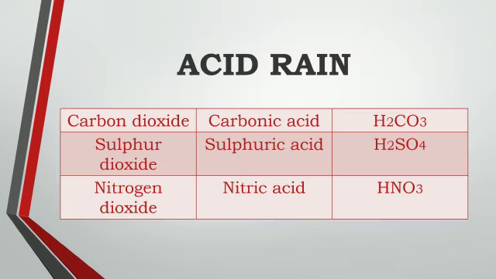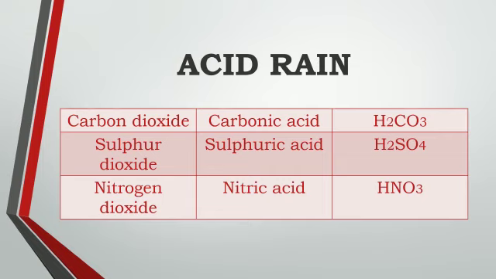Children, as we had already studied, the presence of excessive acids in the rain is called acid rain. The rain becomes acidic due to the presence of different pollutants such as carbon dioxide, sulfur dioxide, nitrogen dioxide. These dissolve in rainwater to form carbonic acid, sulfuric acid and nitric acid respectively.